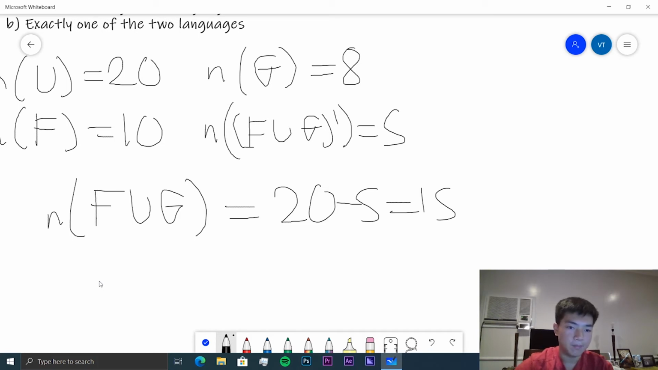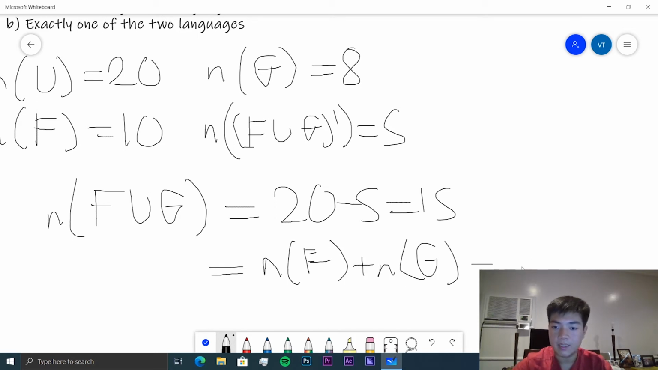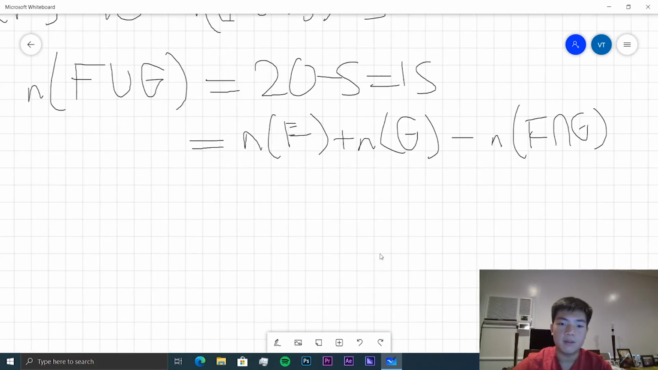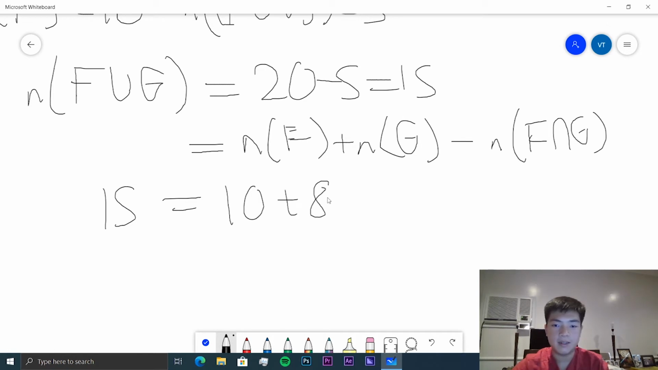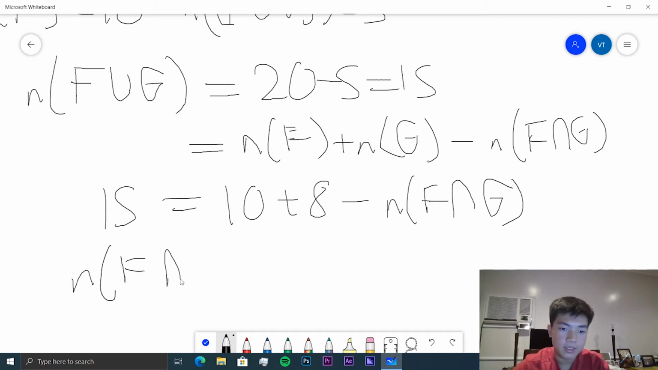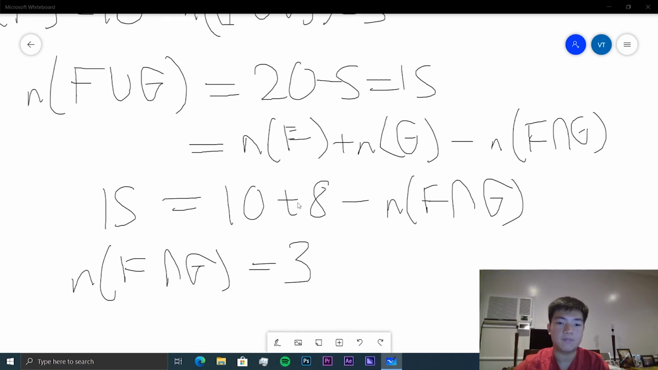Since this should be equal to the number of people that study French plus the number of people that study German minus the intersection between the two, we have that 15 is equal to 10 plus 8 minus the intersection. And so therefore we get the number of students that study both subjects, which is the intersection, as 3. So 3 students study both subjects.